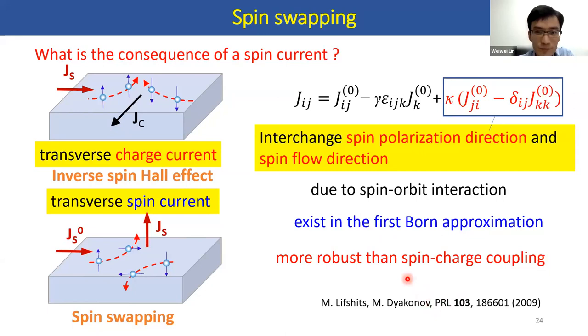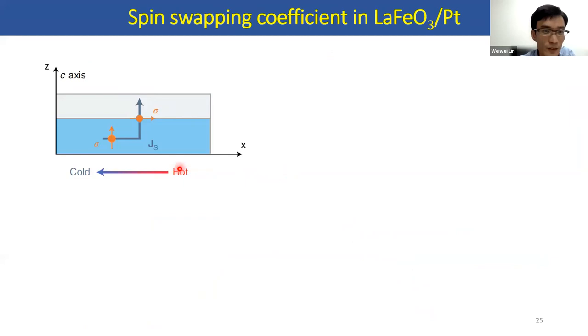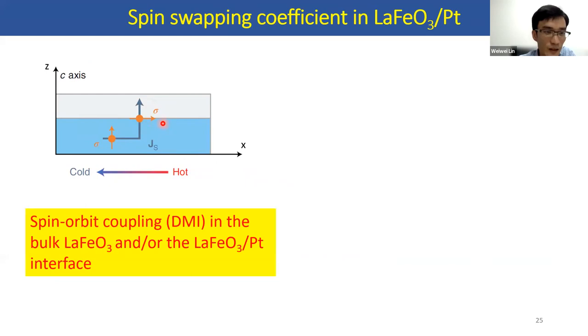So in our configuration, I will show, we apply an in-plane temperature gradient. The in-plane spin current with the perpendicular spin polarization can transform to a spin current flowing out of plane, but with the in-plane spin polarization. This spin swapping can be induced by the spin orbit coupling, or in this material, lanthanum ferrite, there is a DMI interaction. So the spin orbit coupling in the bulk lanthanum ferrite and at the lanthanum ferrite platinum interface will contribute to the spin swapping.